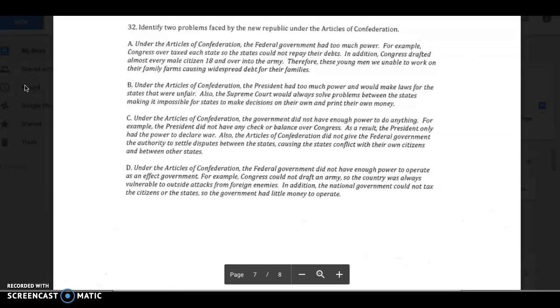C. Under the Articles of Confederation, the government did not have enough power to do anything. For example, the president did not have any check or balance over Congress. As a result, the president only had the power to declare war. Also, the Articles of Confederation did not give the federal government the authority to settle disputes between states, causing the states conflict with their own citizens and between other states.